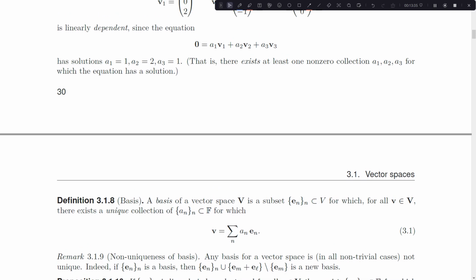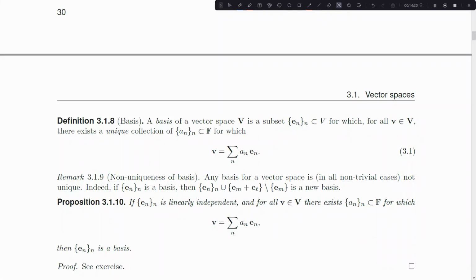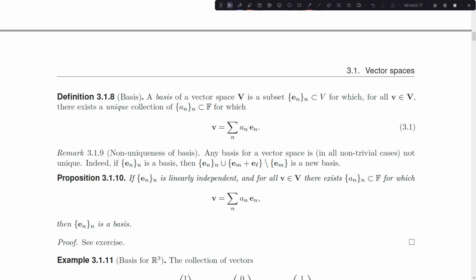Now here's a remark. We do have non-uniqueness of a basis. It's because you could always take the original basis set, take the union of that set with two of them added together, and then subtract one of the two that you've added together, and you'll still recover a basis. It just won't necessarily be the same basis that you had before, right?